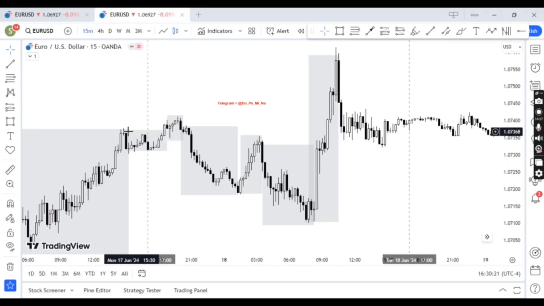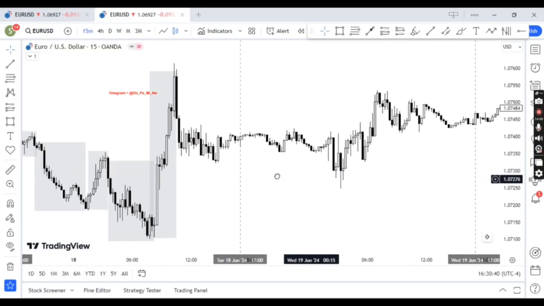So you can see we had a ranging profile, manipulation, and then the only possible outcome for price after manipulation is to expand and what? In the opposing direction, in the opposite direction. And then after an expansion we had a retracement, then another expansion and reversal, right?